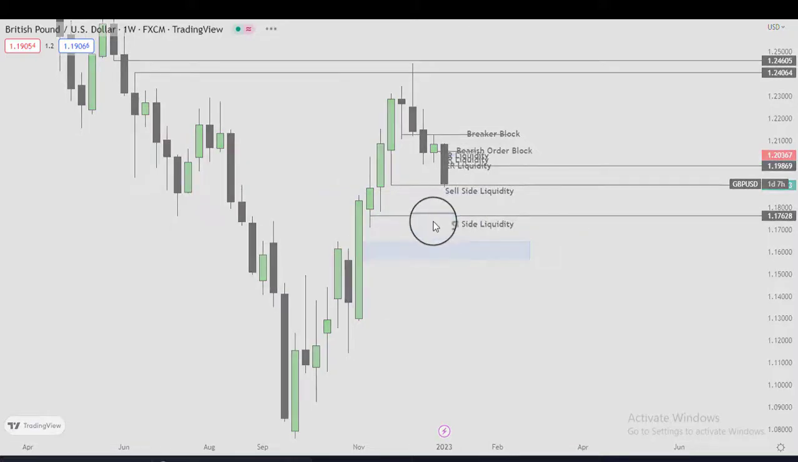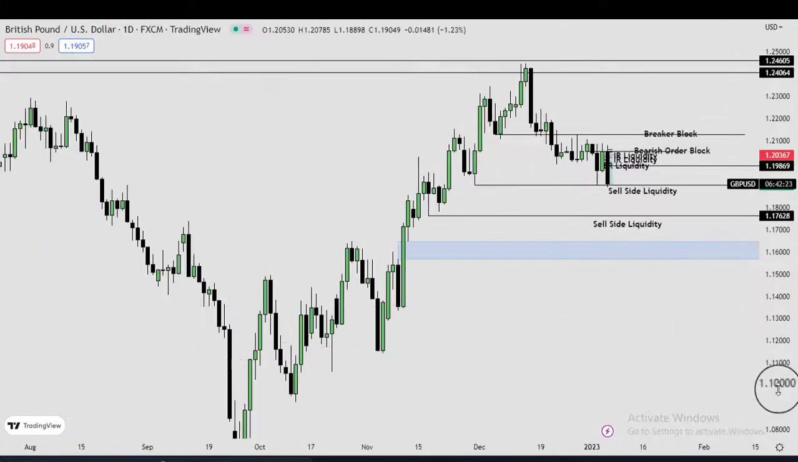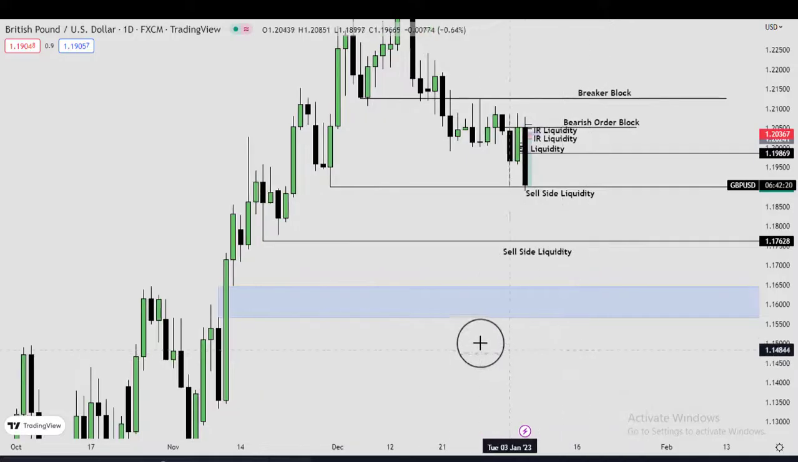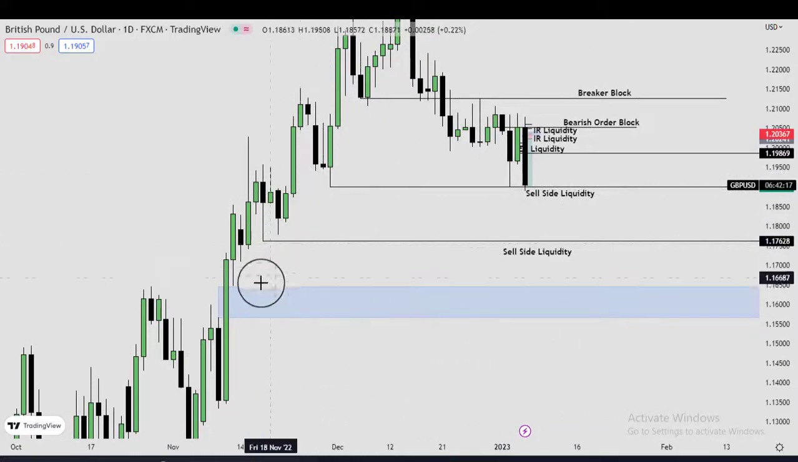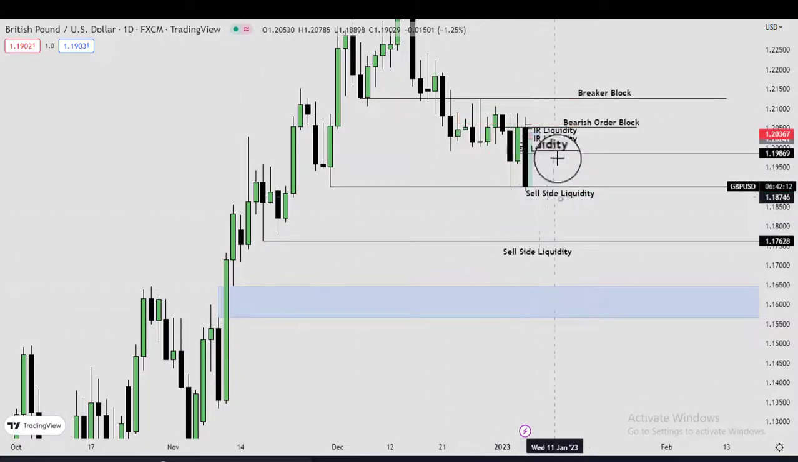Then on the daily, you can see that that same area has been refined, and this is the drawn liquidity, sell side liquidity, fair value gap with another block. This is where I'm looking to see the pound dollar trade into. Okay, so I have my higher time frame bias.